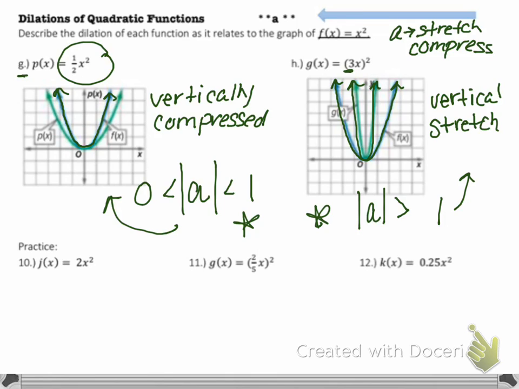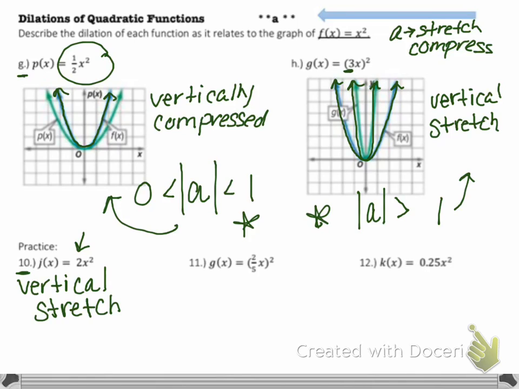So in number 10, I would say that this is a vertical stretch because of the 2. So A is greater than 1, so it's going to shoot up real quick. So now try 11 and 12.